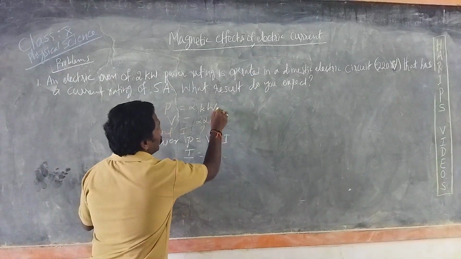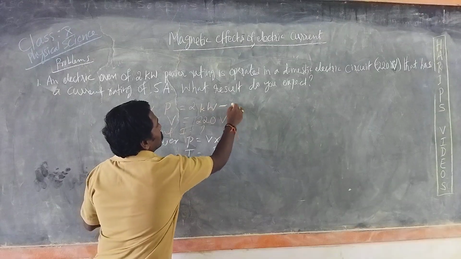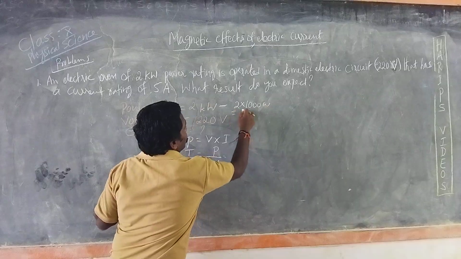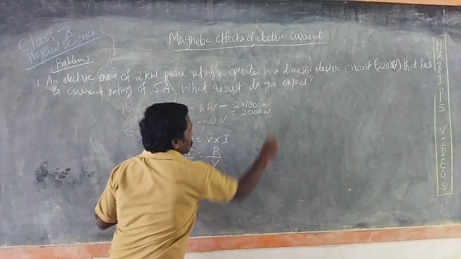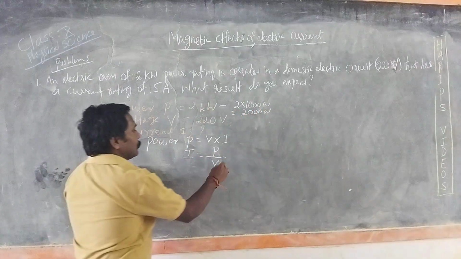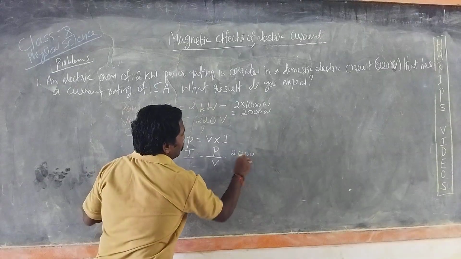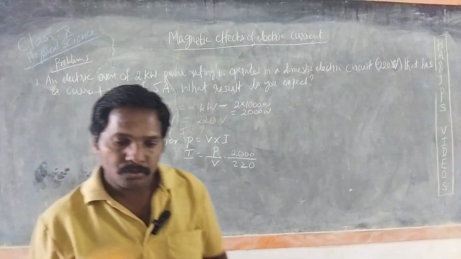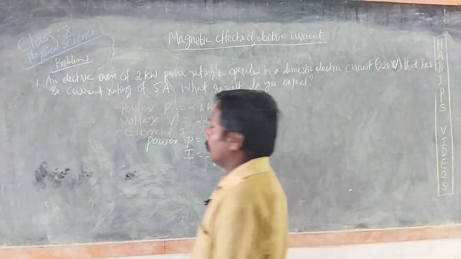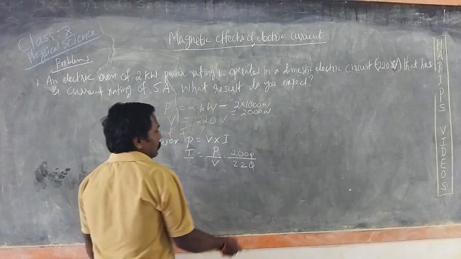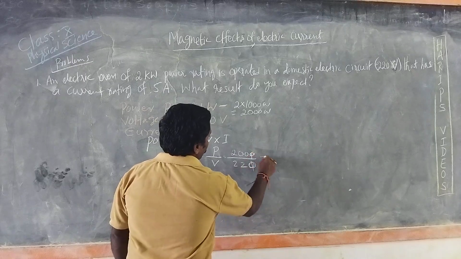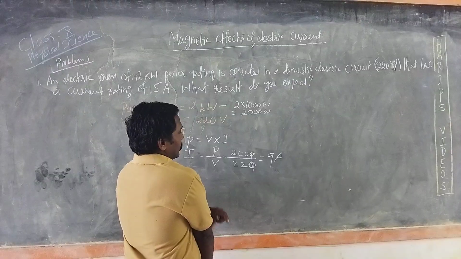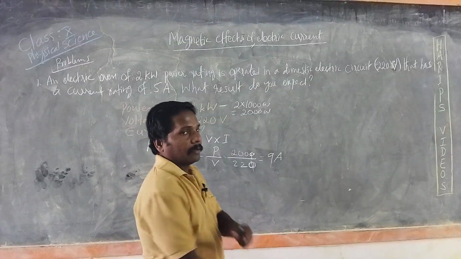Power is in kilowatts, voltage is in volts, so can you convert it to watts? 2 into 1000 is 2000 watts. Substitute 2000 by 220. 2000 by 220, approximately we get 9 amperes of current.